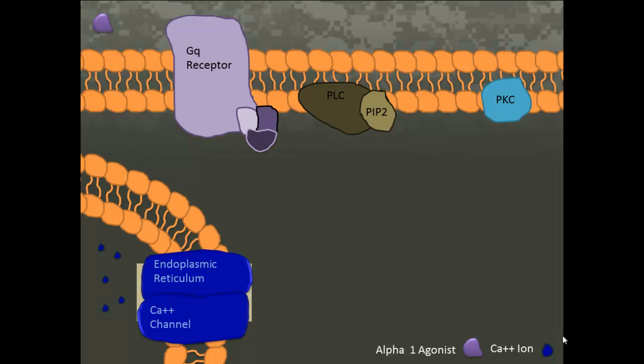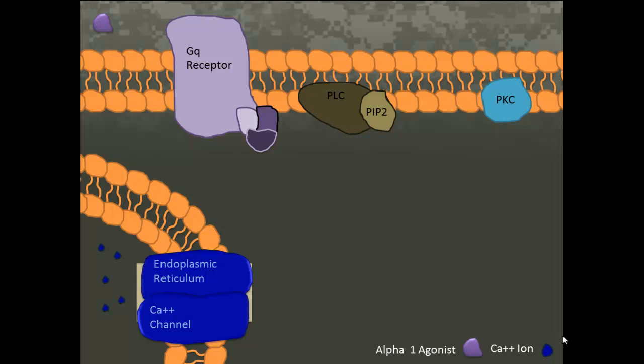G-coupled protein receptors do not cause intracellular events by themselves, but are linked to intracellular primary messengers, which lead to a cascade of events and production of second messengers. Alpha-1 receptors are linked to the primary messenger phospholipase C, a transmembrane enzyme. G-coupled protein receptors that are linked to this enzyme are termed Gq-coupled protein receptors.